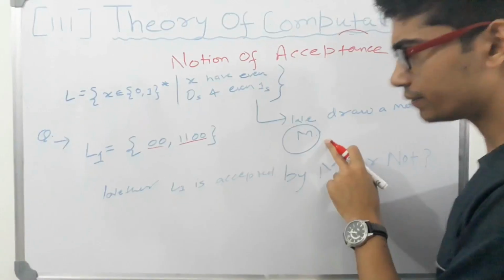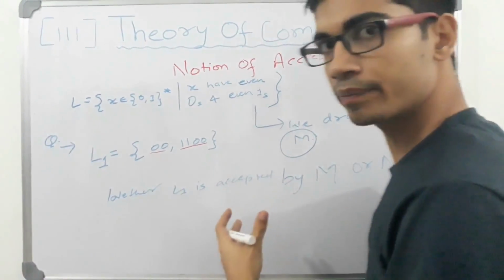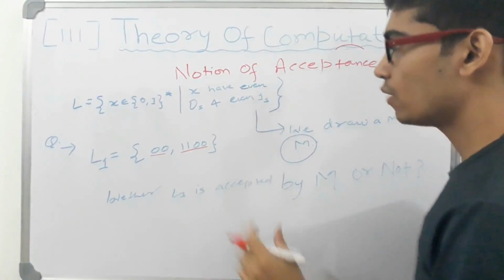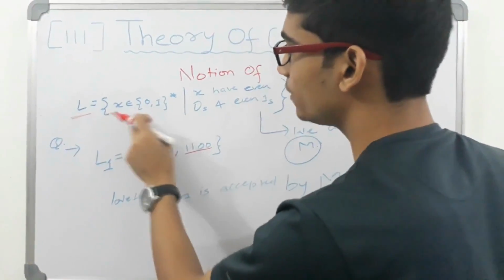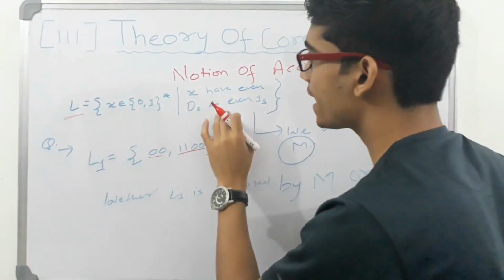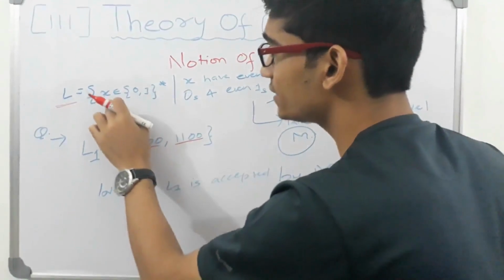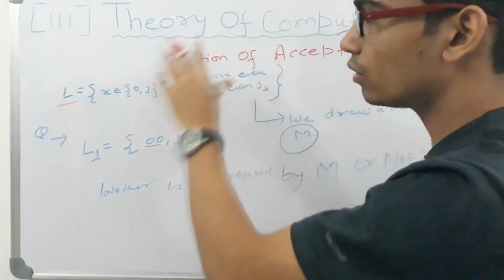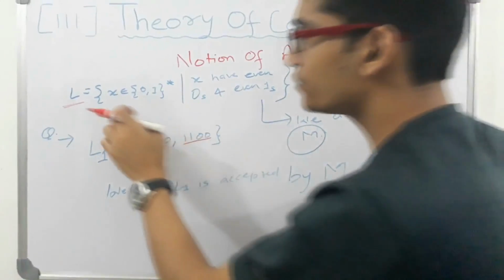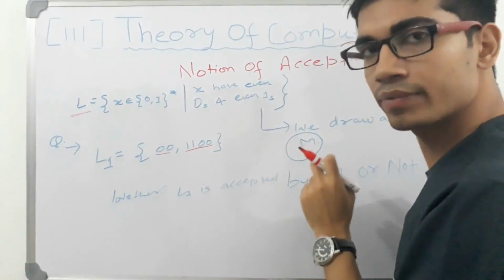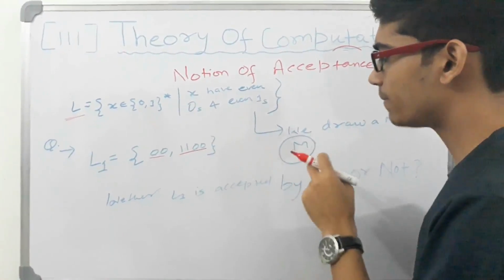But L1 is not accepted by M. Now it may sound weird, but you know why? See, this language had x belonging to {0,1}*, and x has an even number of zeros and an even number of ones. So x contains all those strings that have an even number of zeros and an even number of ones, and we drew a model for this language, that was M. So any string with an even number of zeros and even number of ones was accepted by M.